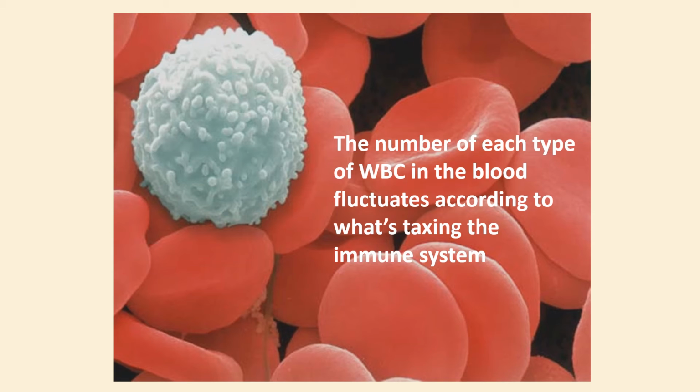White blood cells fluctuate in number over the course of days and weeks and months, whereas the concentration of red blood cells, you can think of it as a concentration, your hematocrit. Red blood cell concentration is more constant over time. White blood cell concentration can fluctuate dramatically, or your white blood cell count. And it depends on what's taxing the immune system.